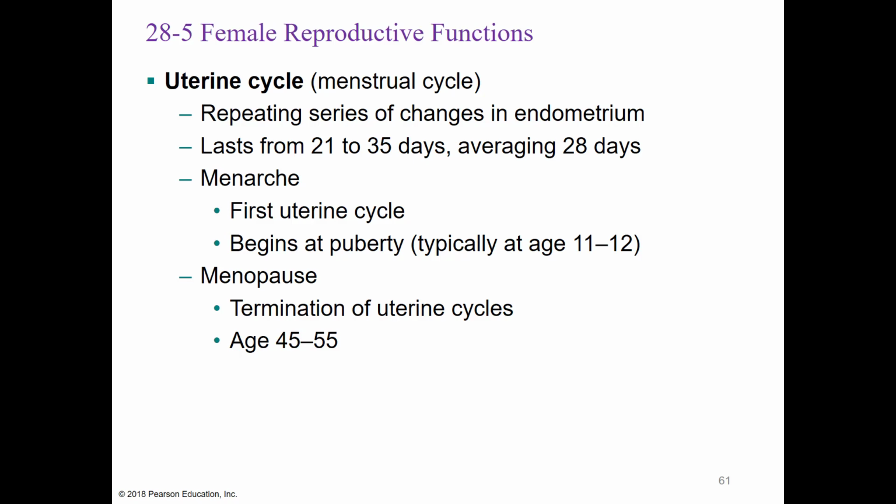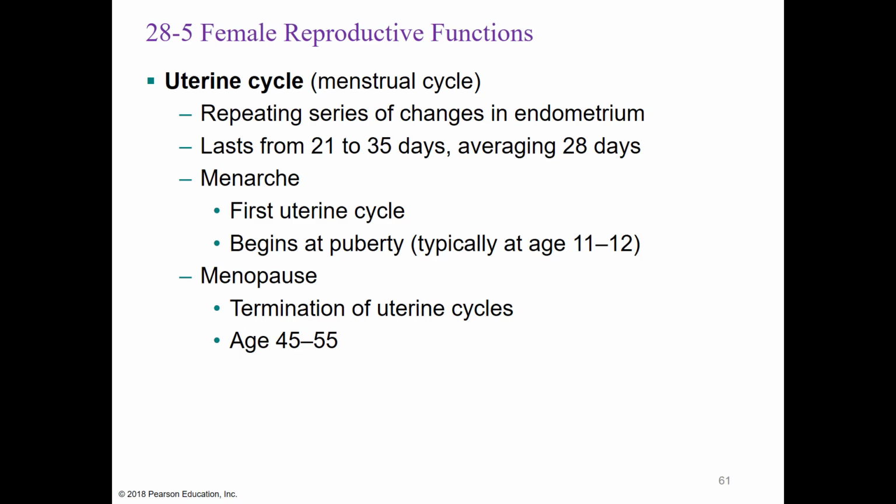So the uterine cycle, also known as the menstrual cycle, is a repeating series of changes in the endometrium that last from 21 to 35 days. We said previously that we're going with the average, which is 28 days. Menarche is your first uterine cycle beginning at puberty, typically age 11 to 12, though it will vary. Menopause is the termination of the uterine cycle, or when it stops, between the ages of 45 and 55.